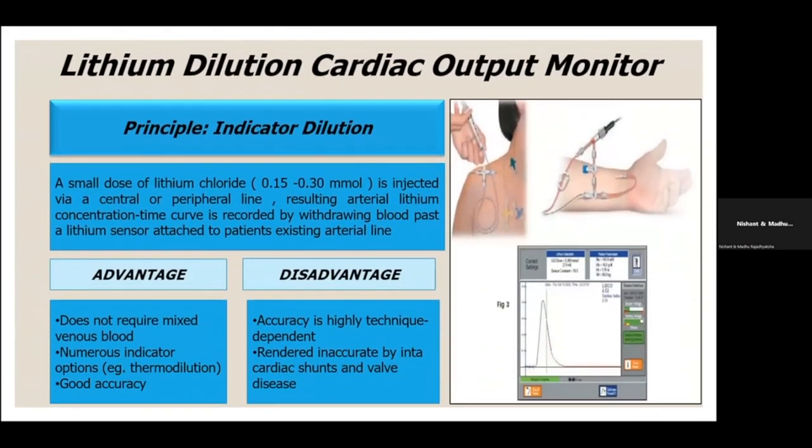LiDCO is based on the principle of indicator dye dilution technique. A small dose of lithium chloride, that is 0.15 to 0.3 millimoles, is injected via a central or a peripheral line, resulting in an arterial lithium concentration time curve recorded by withdrawing blood past a lithium sensor that is attached to the patient's existing arterial line. The lithium indicator dilution washout curve on the LiDCO monitor provides an accurate absolute cardiac output value.